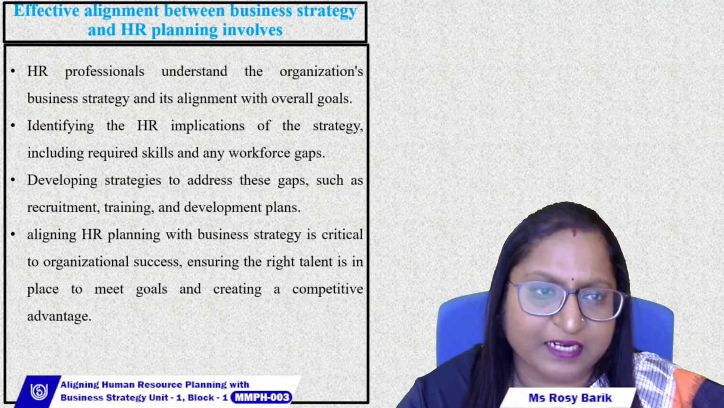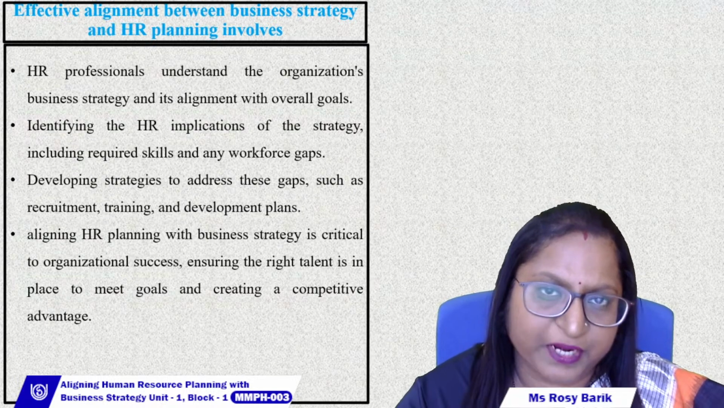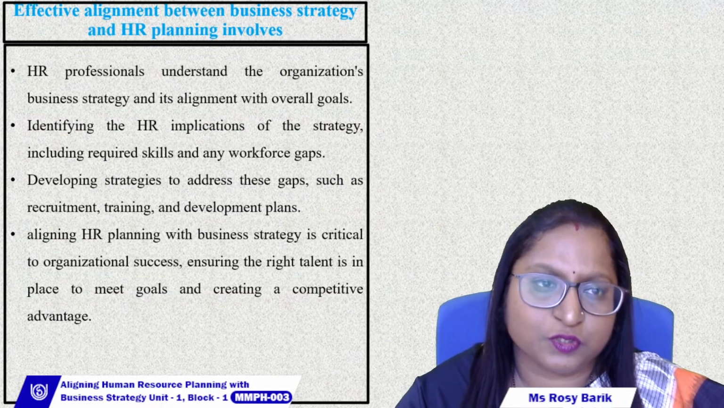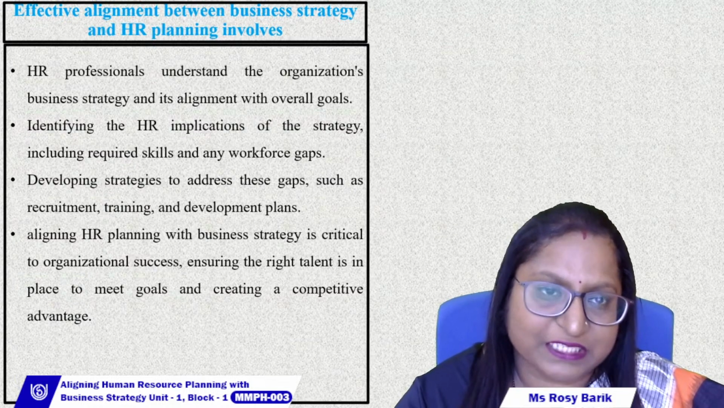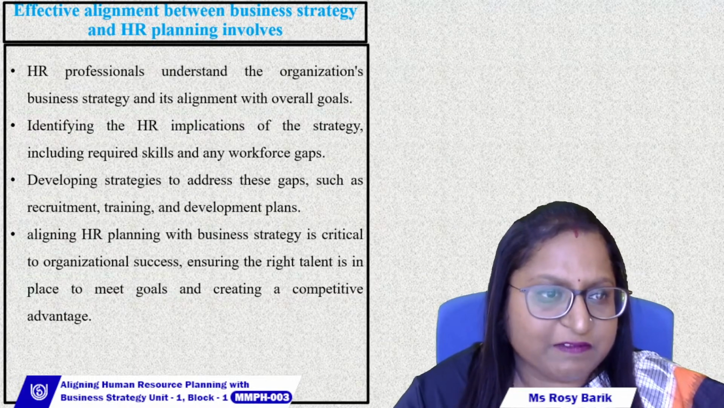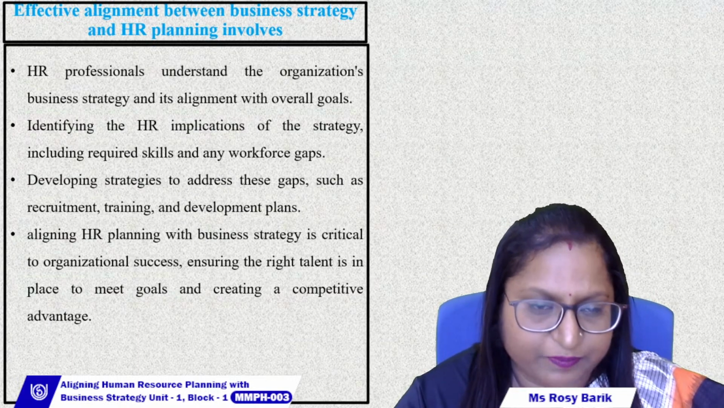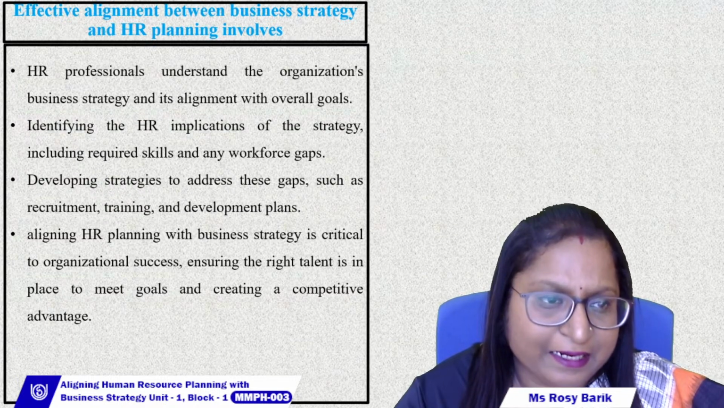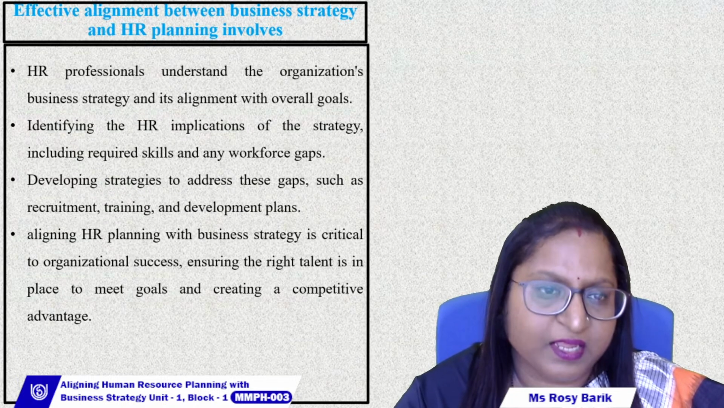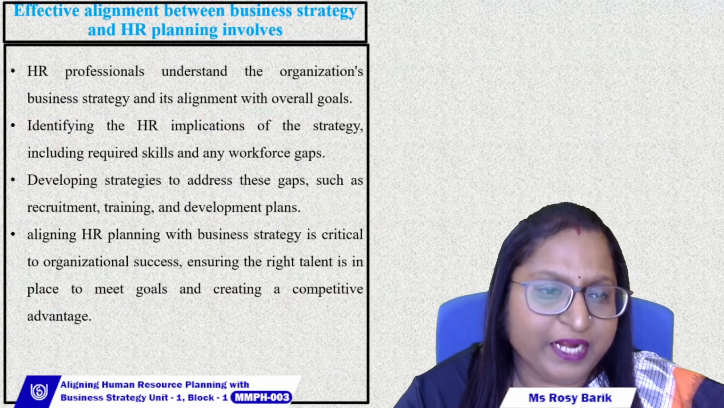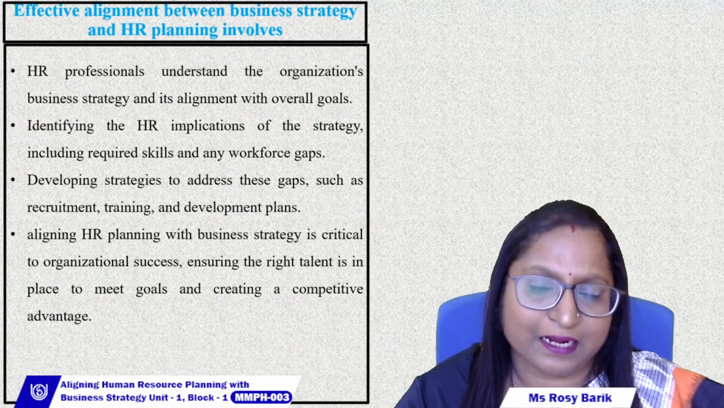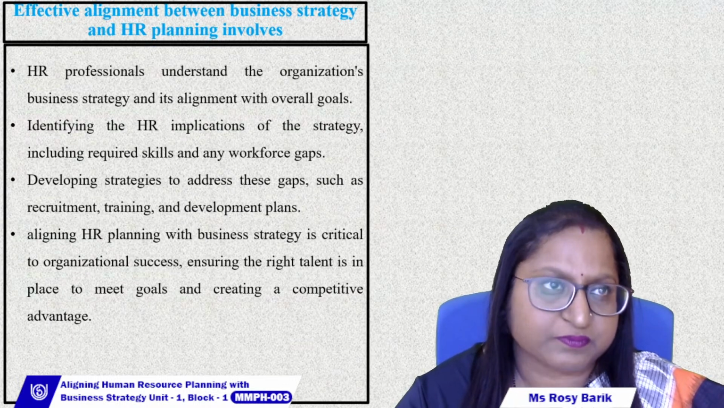We have different kinds of tools, such as recruitment, training, and development plans, through which the workforce gap can be identified and it can be redesigned or developed with different strategies. So it helps in aligning HR planning with business strategy, which is critical to organizational success, ensuring the right talent is in place to meet goals and creating competitive advantages.